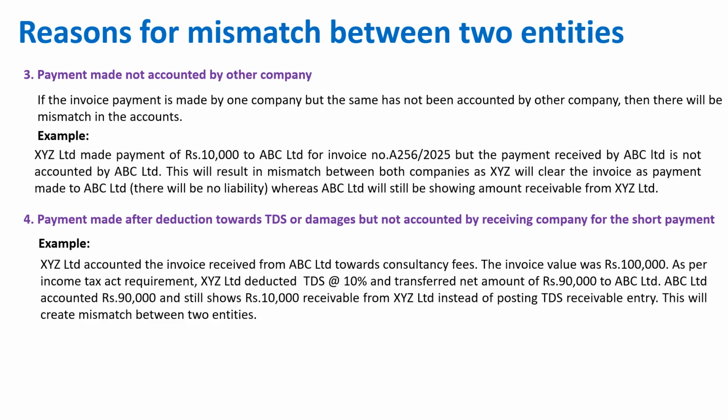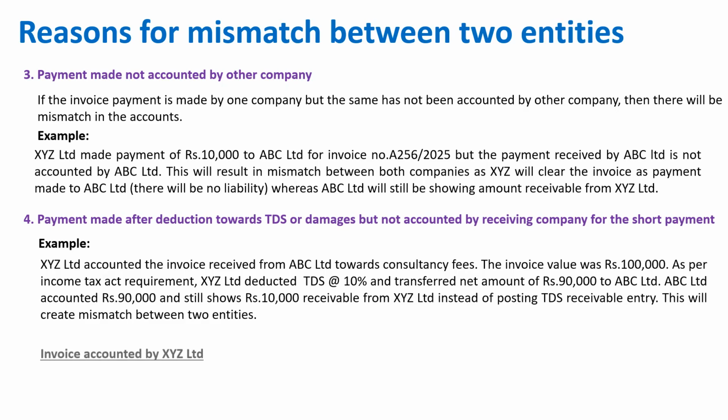The invoice value was 1 lakh. As per Income Tax Act requirement, XYZ Limited deducted TDS at the rate of 10% and transferred the net amount of rupees 90,000 to ABC Limited. ABC Limited accounted 90,000 and still shows 10,000 receivable from XYZ Limited instead of posting a TDS receivable account. This will create a mismatch between the two entities.